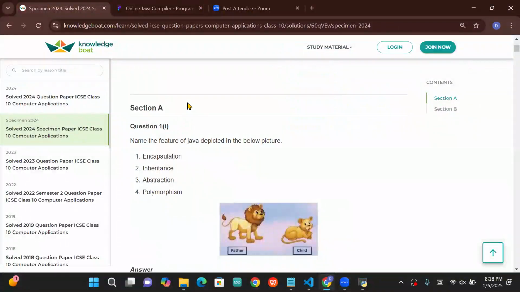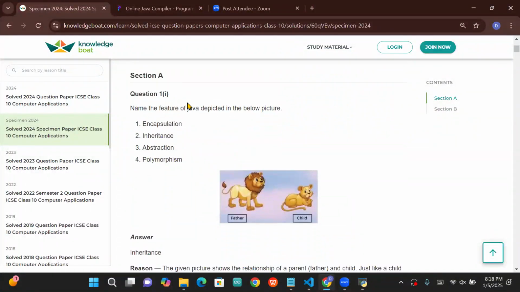Directly coming to the 2024 year paper. This is a specimen paper. I will teach you in this particular class. We will see the questions and learn the logics behind them. I will not tell you the answer of this question. I will tell you about all those four options, what is there in those four options. I will tell you about each and everything.